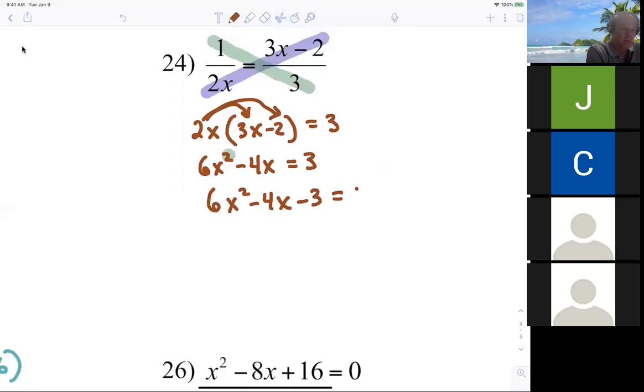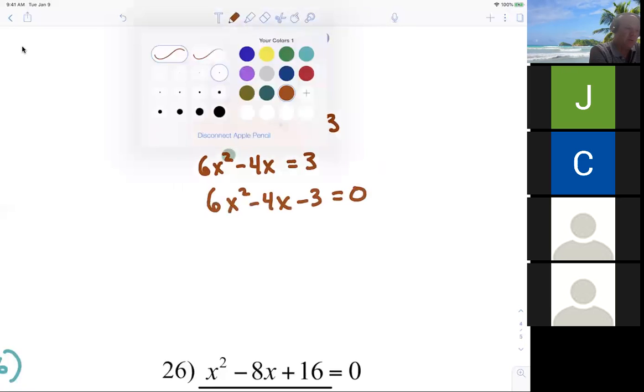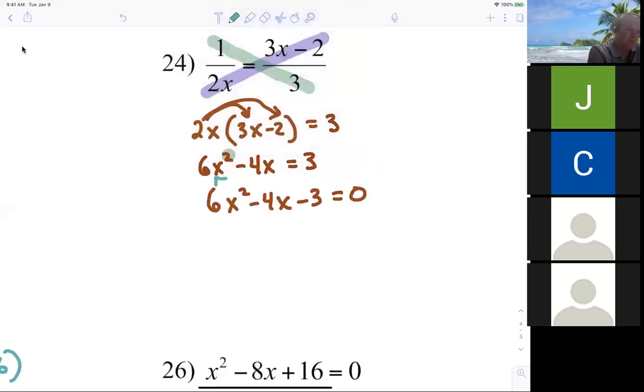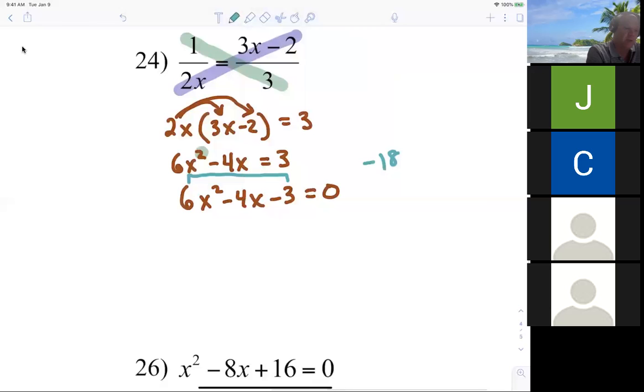Now, because it's a quadratic, we're going to subtract 3. Okay. Now we're going to determine if you can factor this. All right. So we're taking 6 times negative 3, negative 18. Now, are the factors of 18, is it possible that they equal negative 4? So let's look. 1 and 18, 2 and 9, 3 and 6.